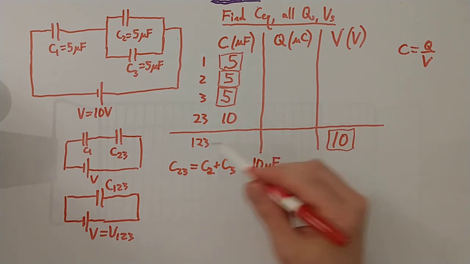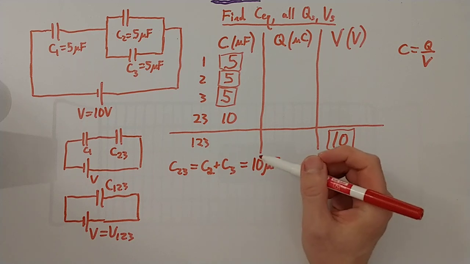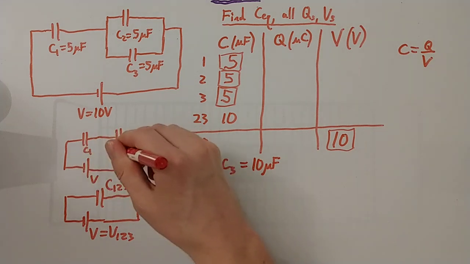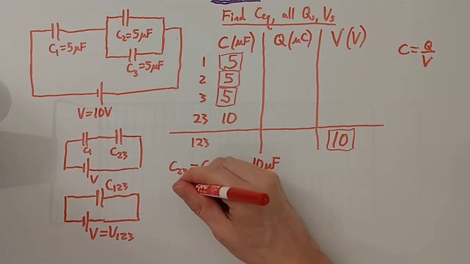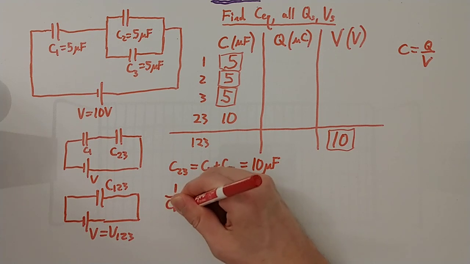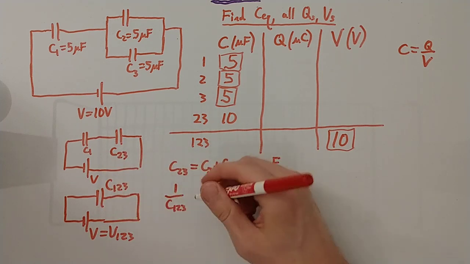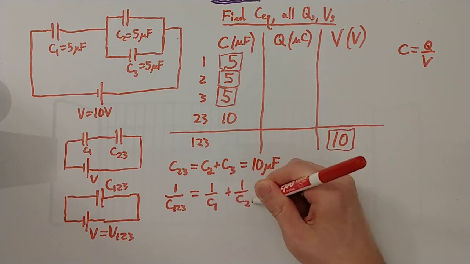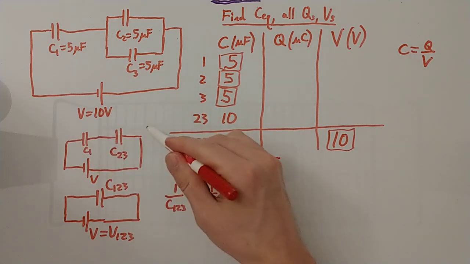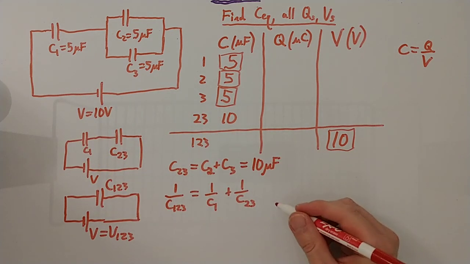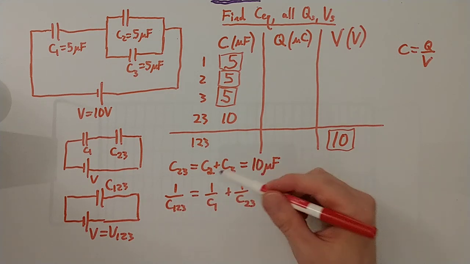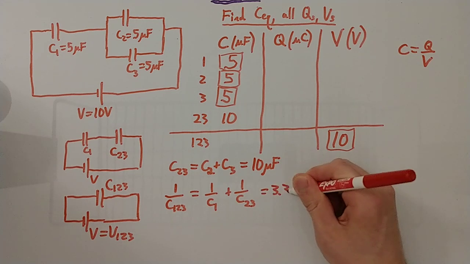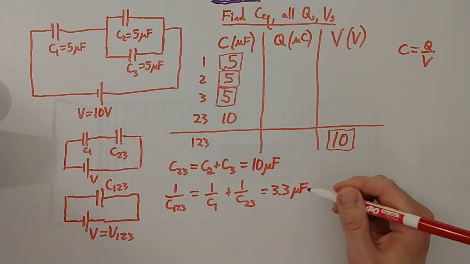So now that's good. We've got C23, so now we can get C123, right? And we remember our formula here. These two, C23 and C1, are in series with each other. So we know that 1 over C123, 1 over the equivalent capacitance, is equal to 1 over C1 plus 1 over C23, right? Because these two are in series, and this is the series formula. And so if you plug in 1 over 5 plus 1 over 10, you end up getting 3.3 microfarads from that. All right.